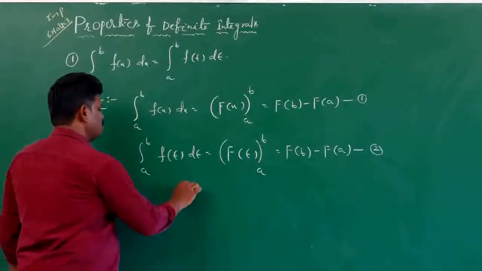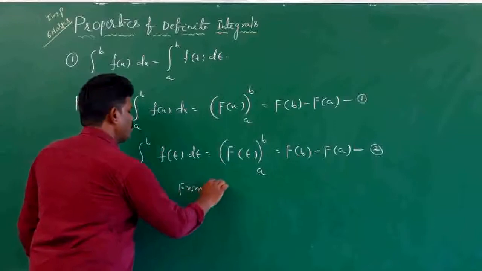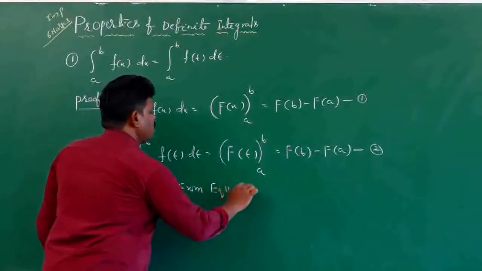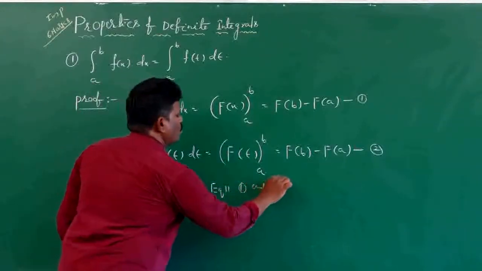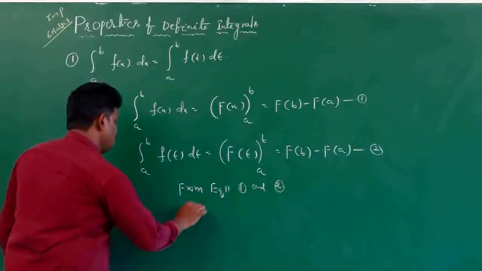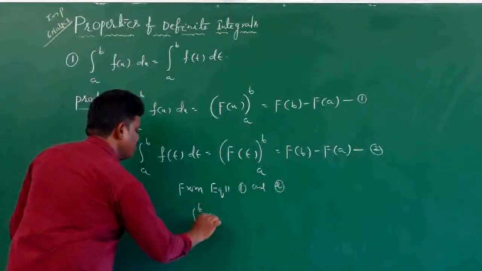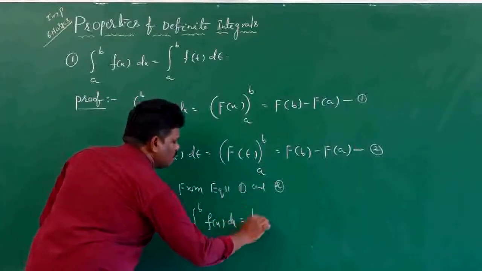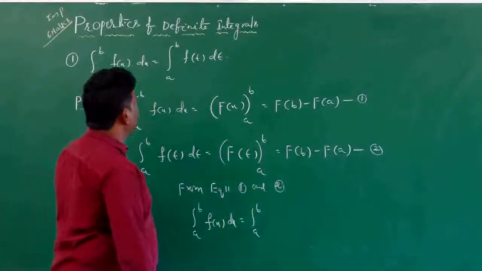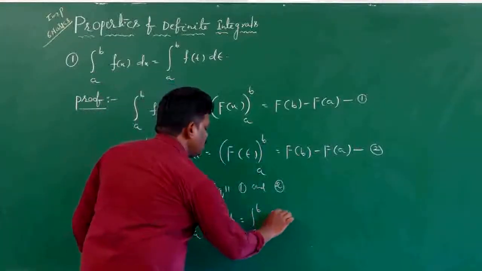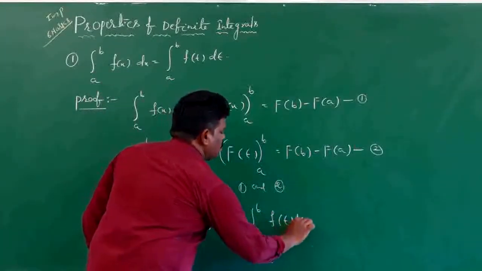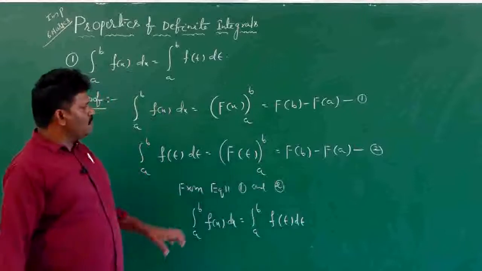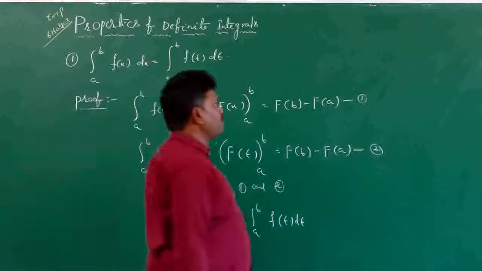So from equations 1 and 2, the integral from a to b of f of x dx is equal to the integral from a to b of f of t dt. Okay, a simple property, this one. So this is useful also. Next, the second property.